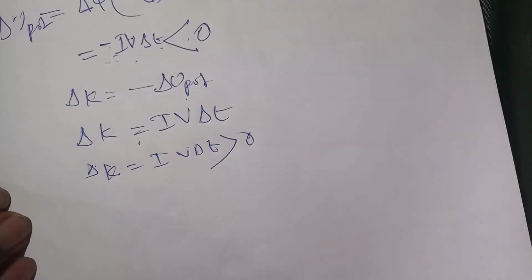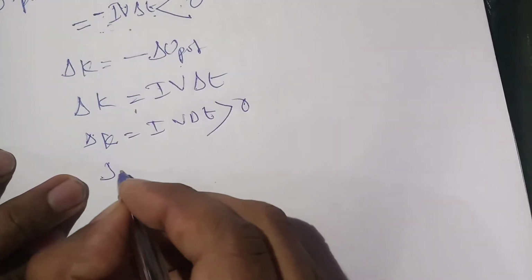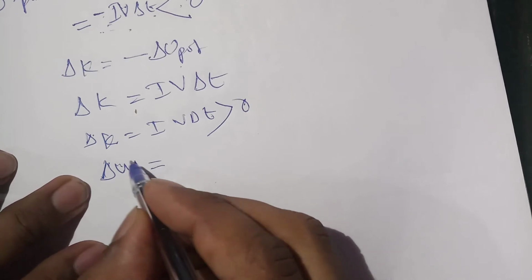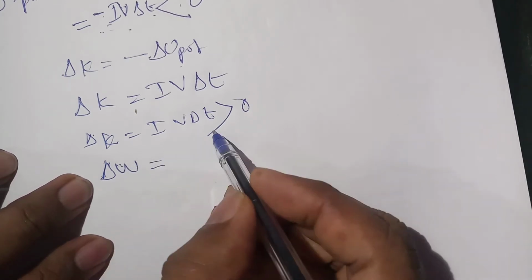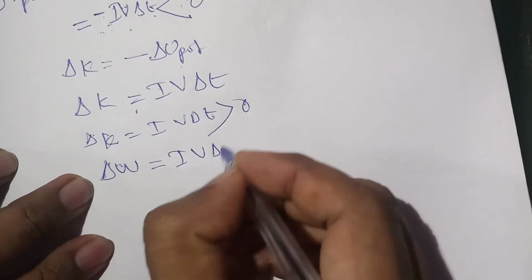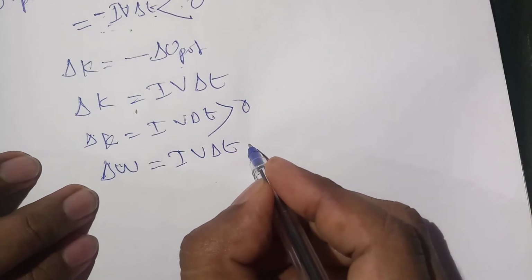Now you see here, we studied about the work done in junior class, where the work done delta W is equal to the change in kinetic energy. Change in kinetic energy is the same as work done. So it is I into V into delta T. So this is the work done.